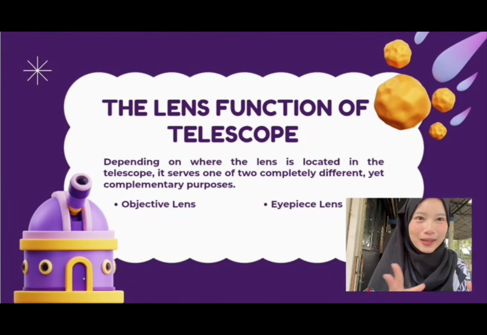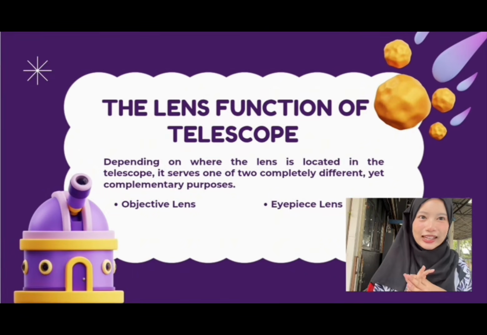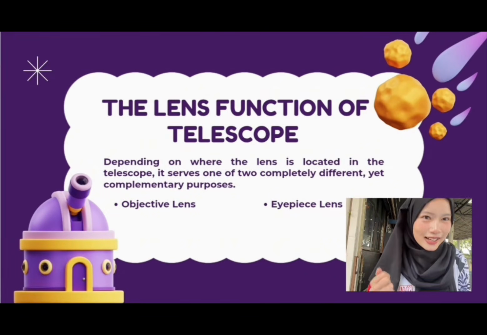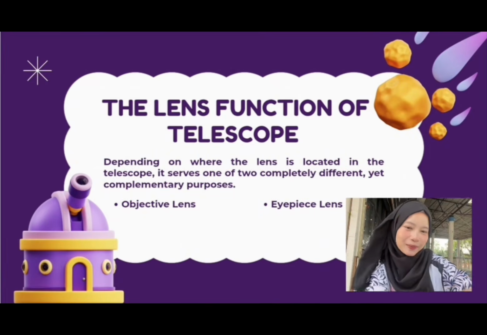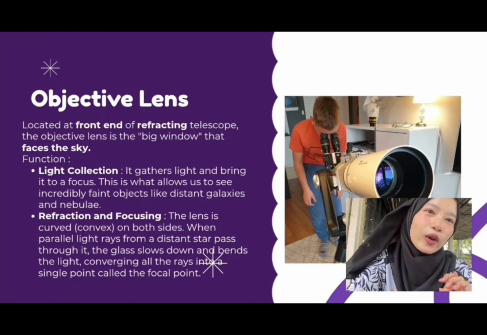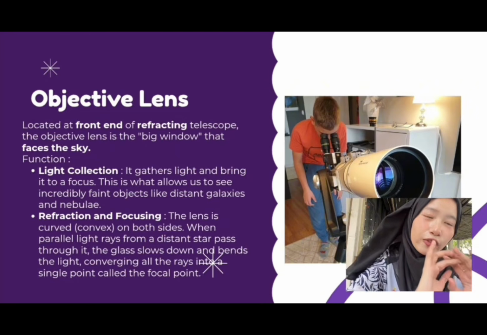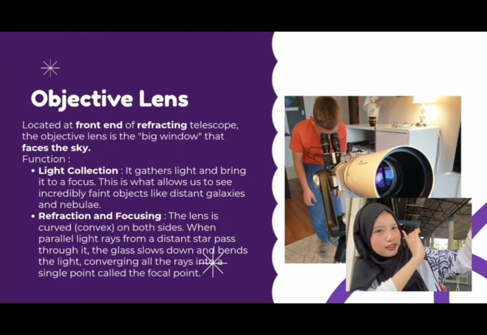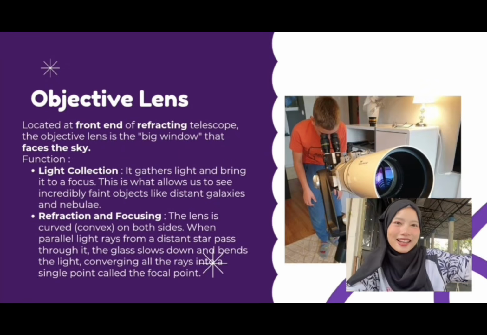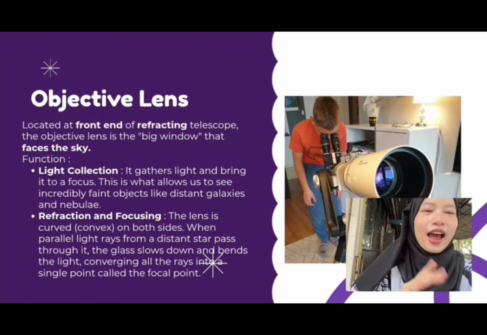So I will explain the lens function of the telescope. As we know, a telescope actually has two lenses, which are the objective lens and the eyepiece lens. The objective is located at the front end and is a refracting lens. It is like a big window facing the sky. These two lenses have different functions.